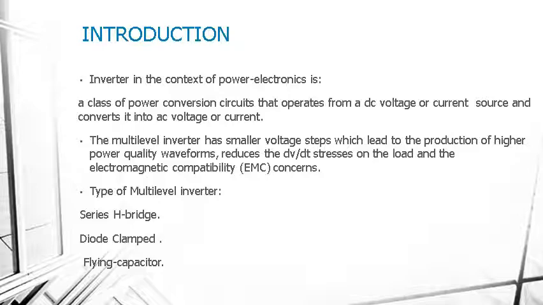The multi-level inverter has smaller voltage steps than that of the conventional inverter, which leads to the production of higher power quality waveform, reduces the dV/dt stresses on the load, and the electromagnetic compatibility concerns. The main types of multi-level inverter: series H bridge, diode clamped, flying capacitor.